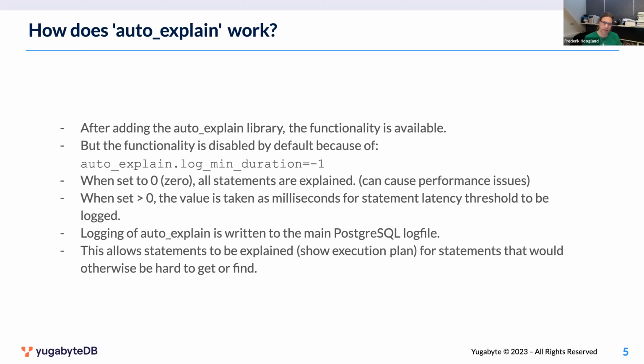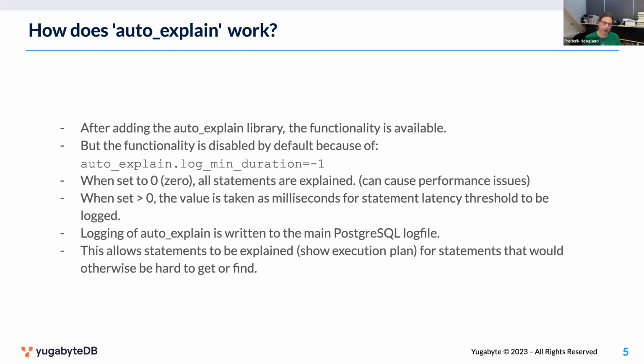If you add the auto explain library module extension to the G flag, which sets it for the Postgres instance, then the functionality is available. But once it is actually available in your Postgres instance, it's still disabled by default, because the library adds a flag, autoexplain.log_min_duration equals -1. And of course, something cannot have a duration of -1, and therefore this means it's disabled. So it's then available, but it doesn't do anything.